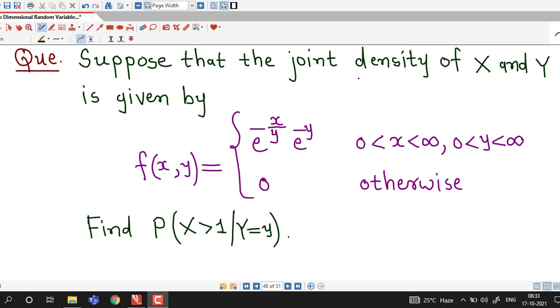Suppose that the joint density of random variables x and y is given by f_xy equal to e raised to minus x divided by y times e raised to minus y for values of x which are positive and 0 otherwise. Find probability that capital X is greater than 1 given Y equal to y.